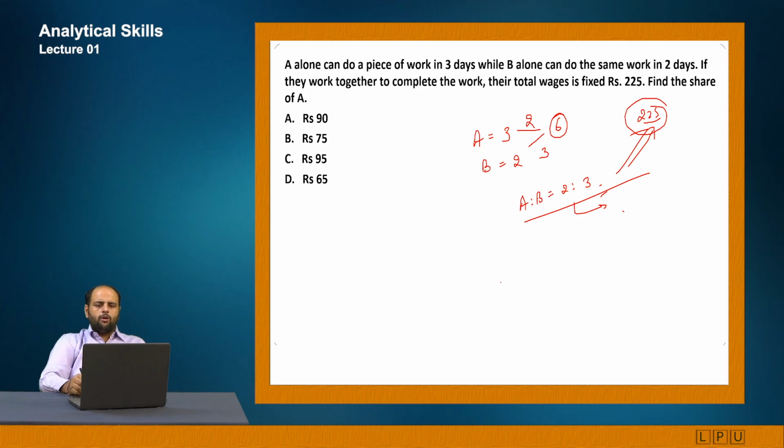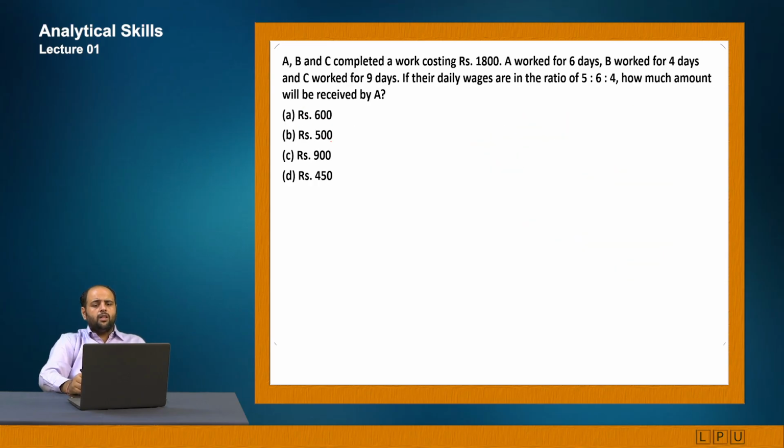So we have to find out the share of A. What will be the answer? It will be 2 upon 2 plus 3, that is 5, into 2,025. So 5 4s are 20 and 5 5s are 25, so 405 into 2, that will be 810. That is the share of A. I hope it is clear to all of you. We just have to find out the 1 day work ratio, and the amount is to be divided in that ratio. Now the question may be asked in a different way also, so we will take another example for better clarity.